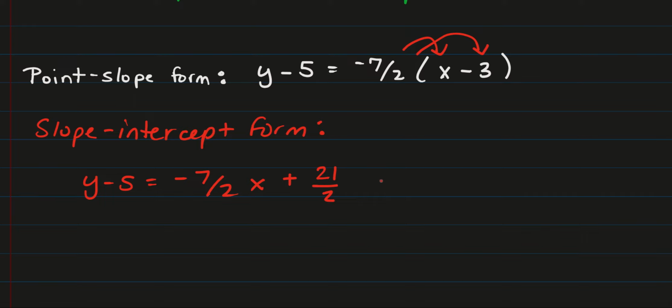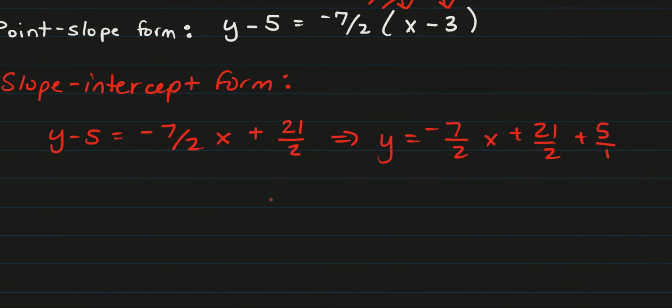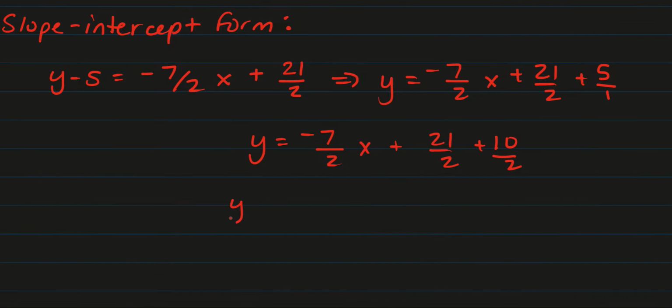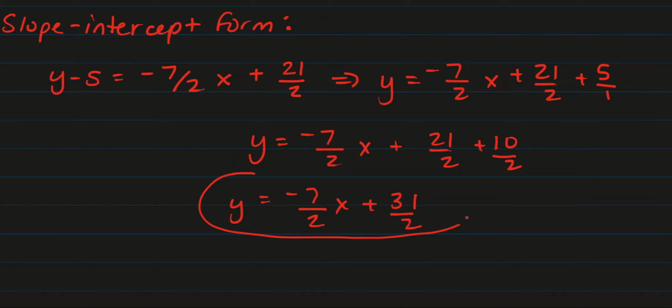And now we move the 5 to the other side. So we get y is equal to negative 7 over 2x plus 21 over 2 plus 5. But let's make that 5 over 1 because we need to add these two together. So we get y is equal to negative 7 over 2x plus 21 over 2. I'm going to make this 10 over 2, so we have the same denominator, and now I can add these together. So y is equal to negative 7 over 2x plus 31 over 2. And that is the slope-intercept form.